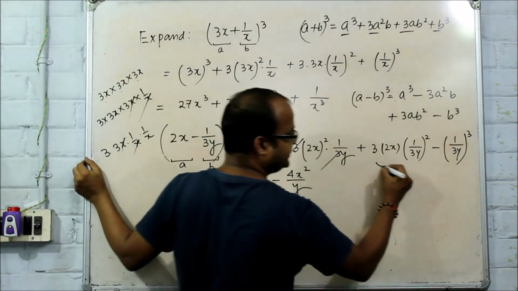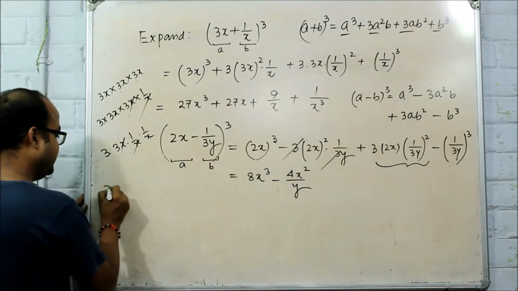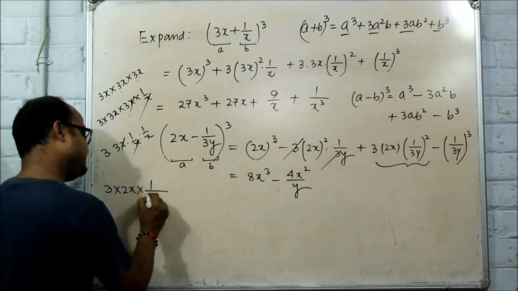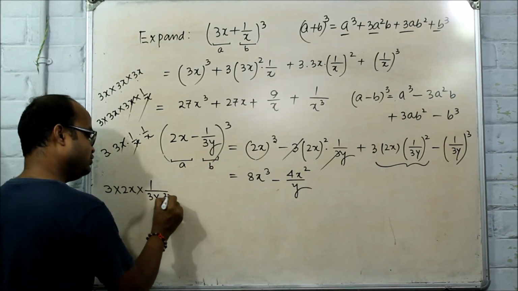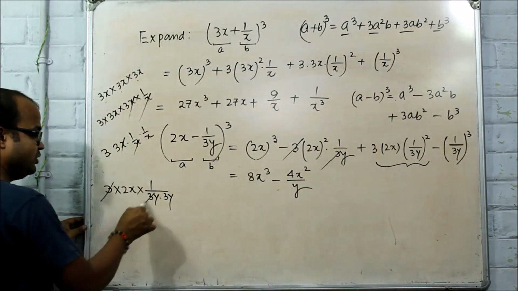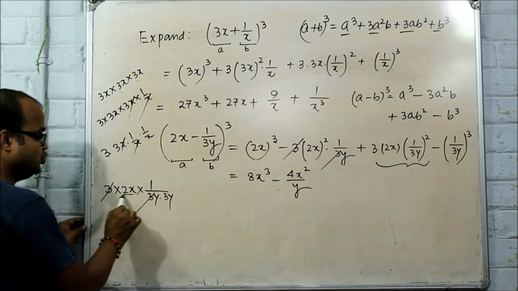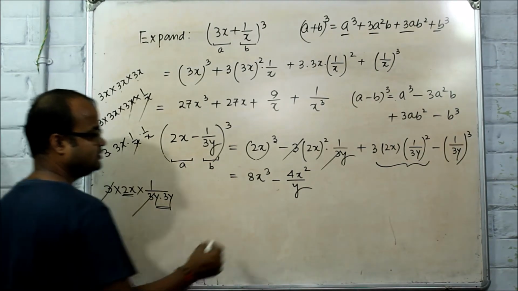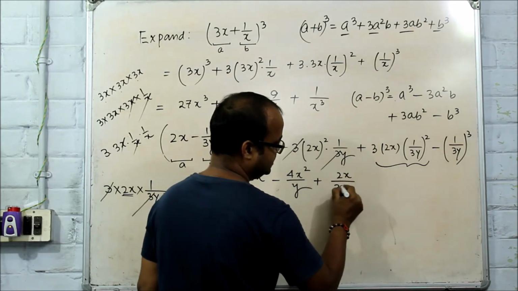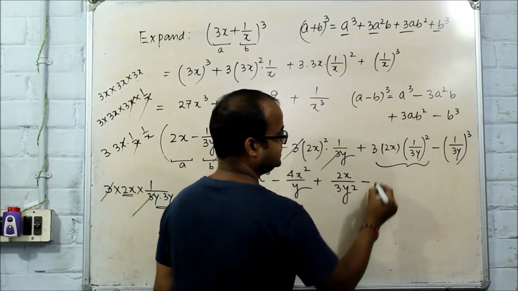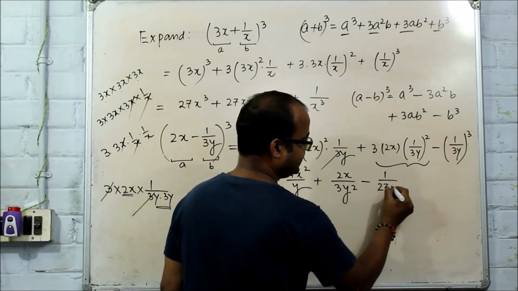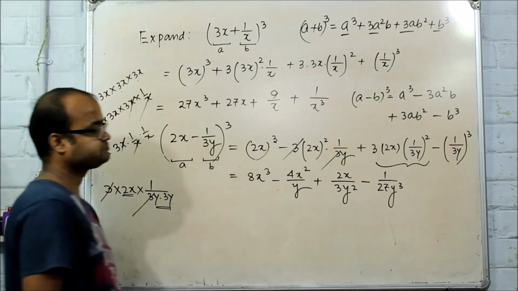Now we simplify this term. So see, 3 multiplied by 2x multiplied by 1 by 3y into 1 by 3y, because this is 3y square. So 1 3 and 1 3 will get cancelled. So we will get 2x by 3y square. So here we write plus 2x by 3y square, minus 1 cube means 1, 3y cube means 27y cube.